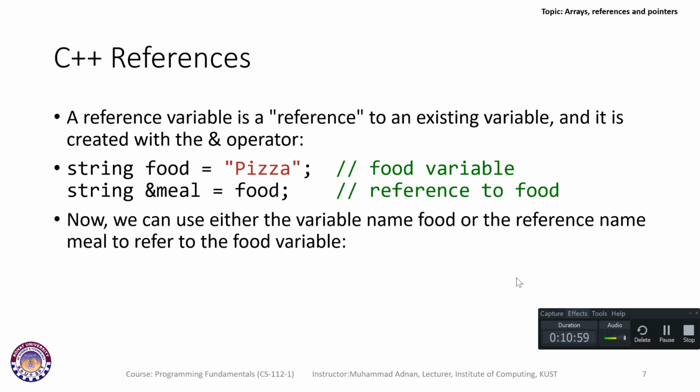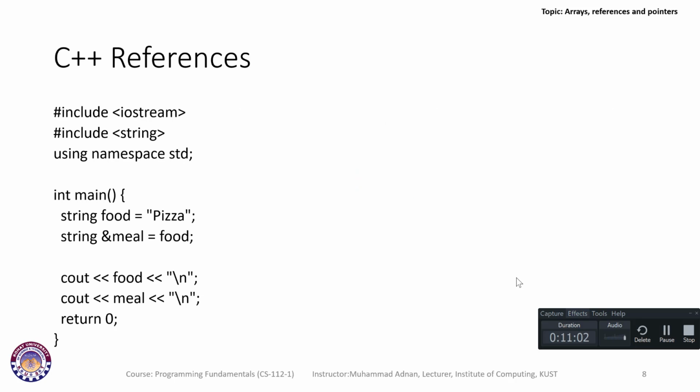So how does it look? Let me tell you. Here is an example. I'm going to run this example on Code::Blocks. Again, we are declaring a food variable of type string, and the value is pizza, and then we are assigning the address of food to another variable called meal using the ampersand operator. So inside meal we have the address of the food variable. If we display them, you will see that the value pizza is displayed in both cases.